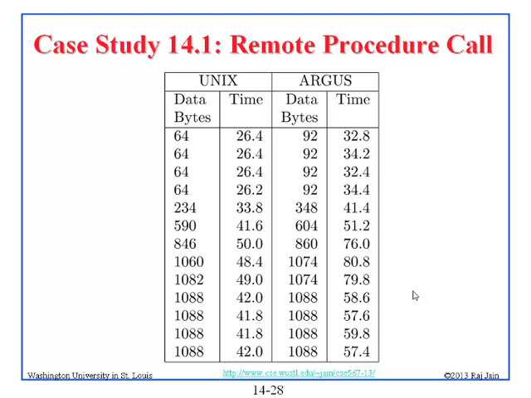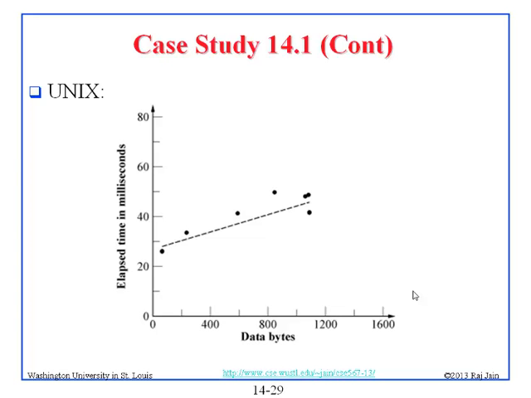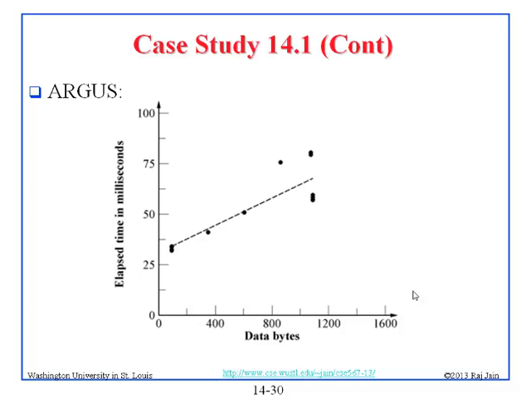That means they sent a procedure from one machine to the next and executed there. If the data was 64 bytes, it took 26.4 seconds. And obviously these are not paired observations because these values are different, right? And when they said 92 on this machine, it took 32.8 and so on. So these people decided to do 2 regressions. The first regression is for Unix and the second one is for Argus.